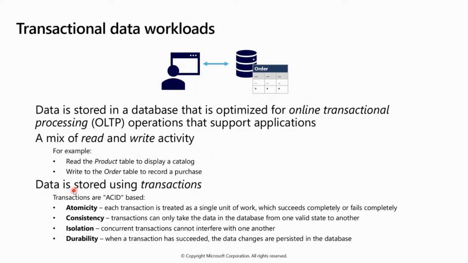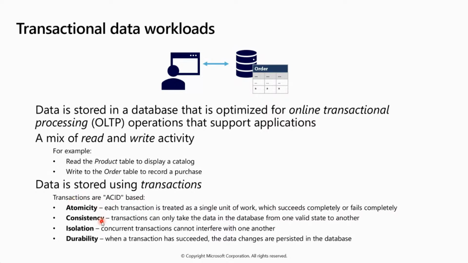And also, if you are going for any transactions, transactions are every time ACID based. ACID means atomicity, consistency, isolation, and durability. Atomicity means every transaction is treated as a single unit of work. That means it will succeed completely or fail completely. For example, if I am making a payment, either it succeeds or it fails. That we call atomicity.